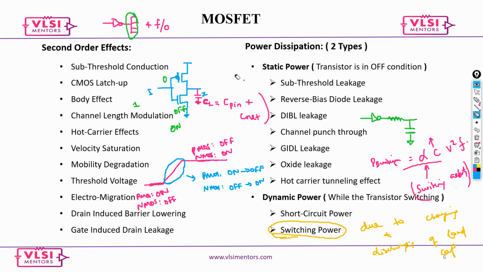Now, if you look at this particular thing, for some time there is a direct path. That is actually called the short circuit path. The power that is consumed during this particular time, we call it short circuit power.